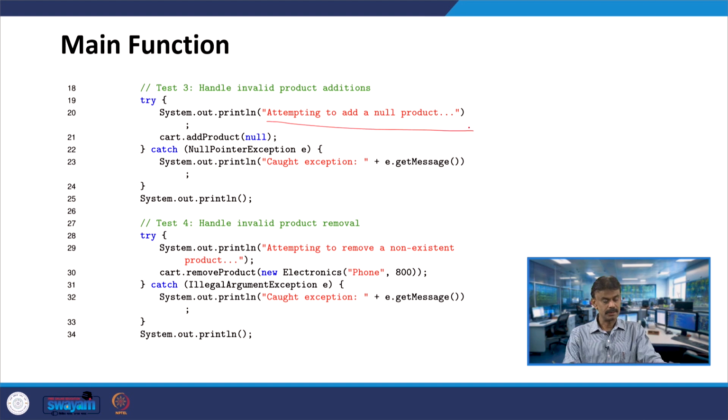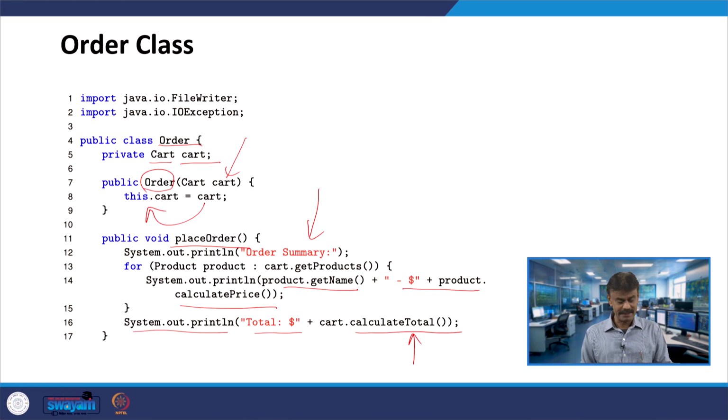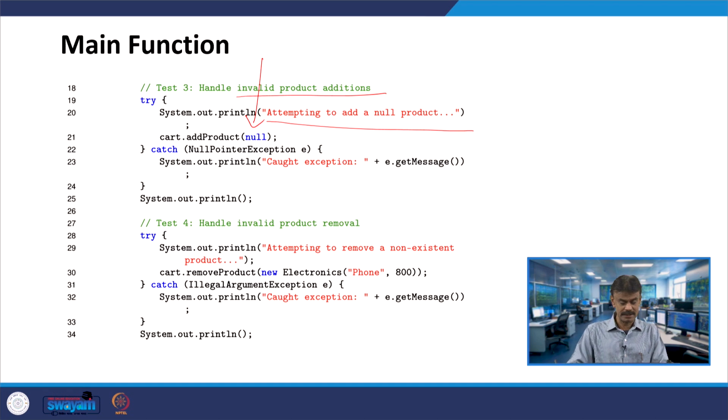One statement System.out.println for a new line, and then you have System.out.println "Attempting to add a null product" inside a try. What will happen? This case is handling invalid product addition. When you are passing a null value to addProduct, as we had seen, if product equals null, line number 12, it throws a NullPointerException, and then "Cannot add null product" will be printed. That is what we are testing. You have to do all the testing, and that is being done. Then the exception will be caught.